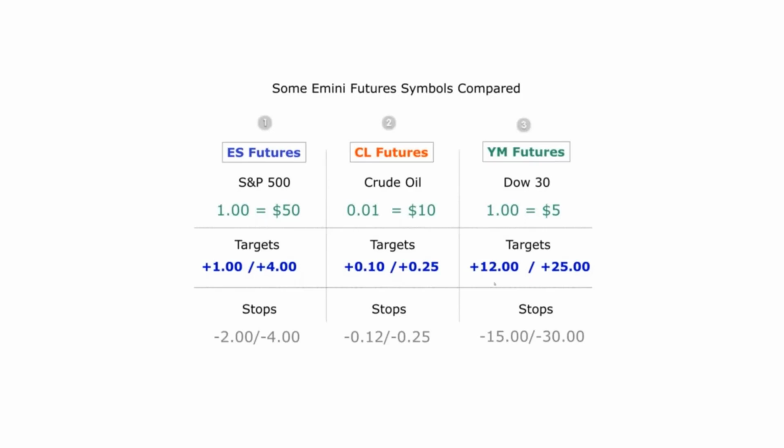Let's take the ES futures, which represents the S&P 500. By the way, that is the most popular symbol traded, maybe besides crude oil worldwide. The ES future is very popular. 1 point is equal to $50. Now the micro, you drop down to the micro, and that's $5. So your risk is way lower on that.